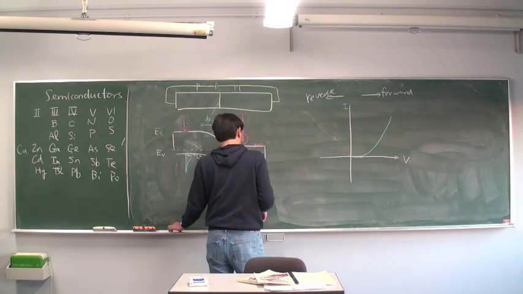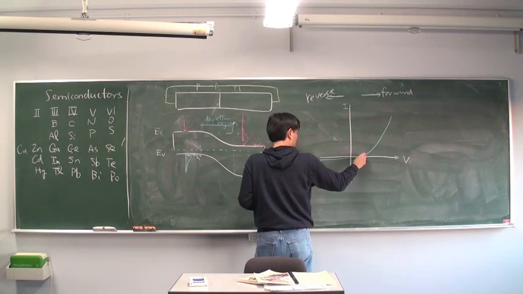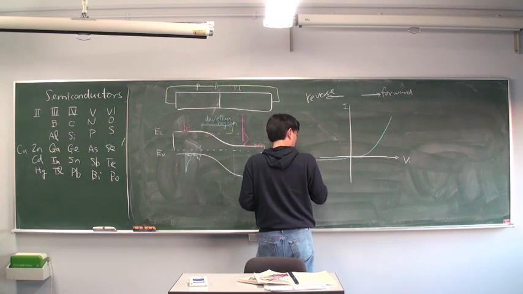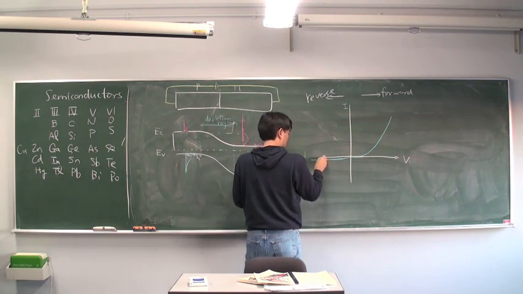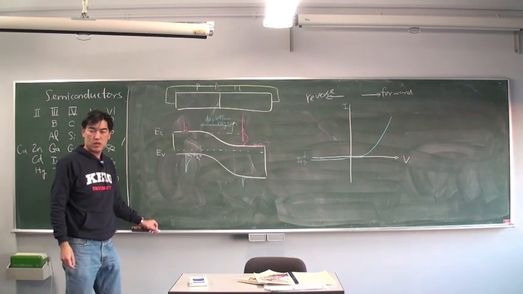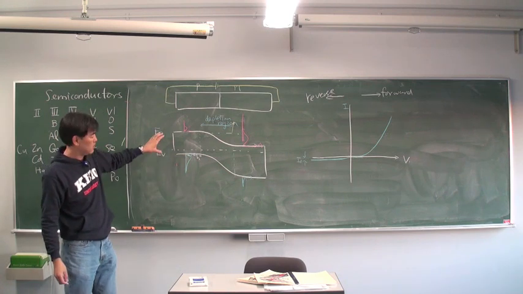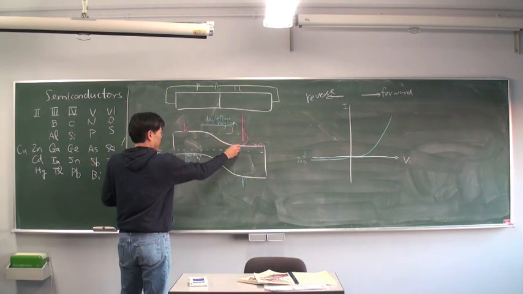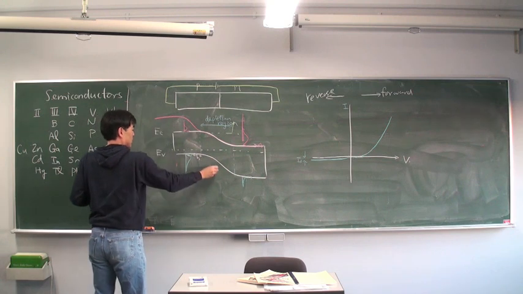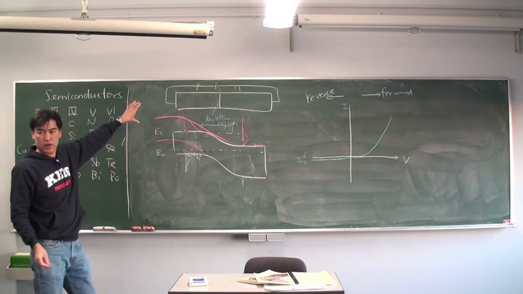There's also a slight small current that flows on a reverse bias that does not depend on the bias. Reverse bias means we will actually move this even farther, right? Make it even farther.